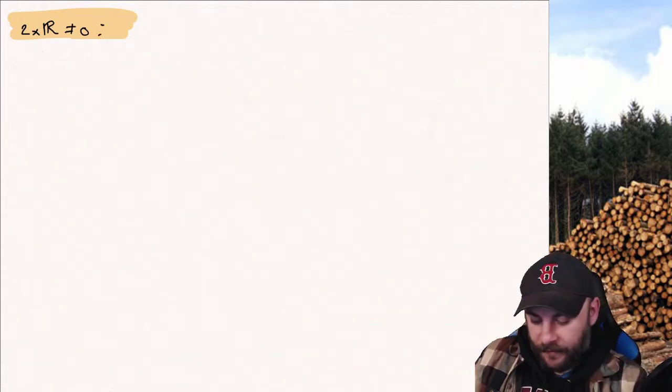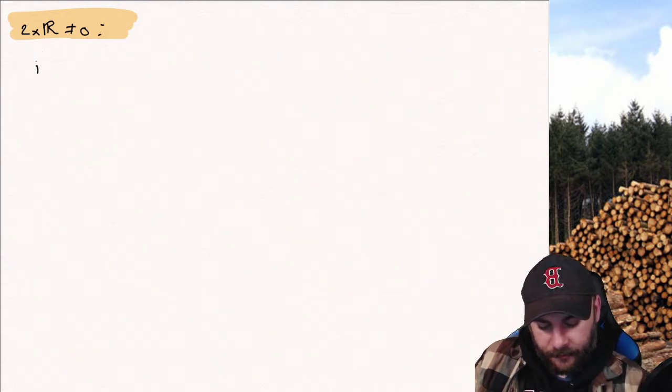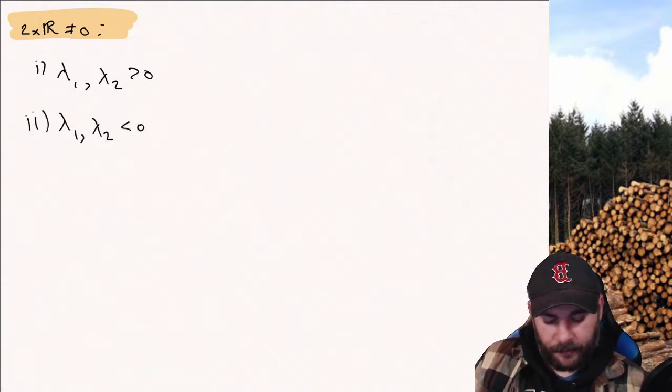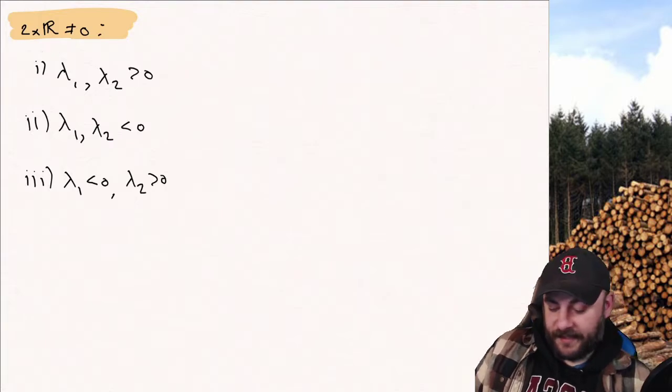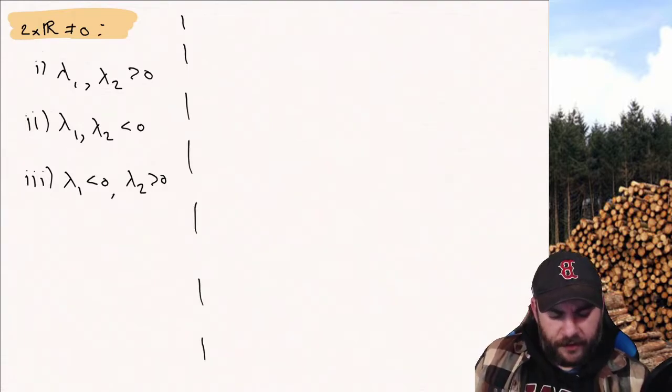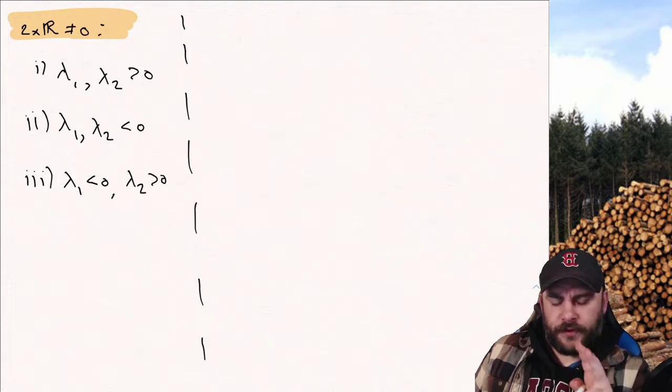So our first case that we will tackle is that lambda 1 and lambda 2 are both positive. The second case we'll tackle is where lambda 1 and lambda 2 are both negative. And then the last case we'll tackle is where lambda 1 is negative and lambda 2 is positive. It doesn't matter which one you label, just that they're of opposite signs. That's the important part. Now if we think hard about it, we're in the overall 2 real roots scenario.